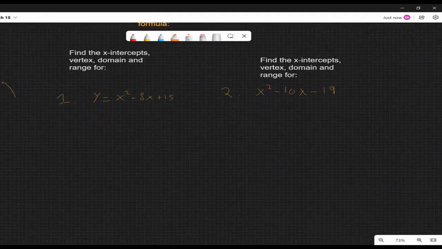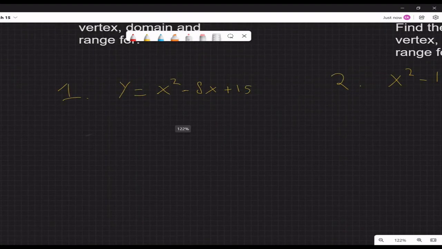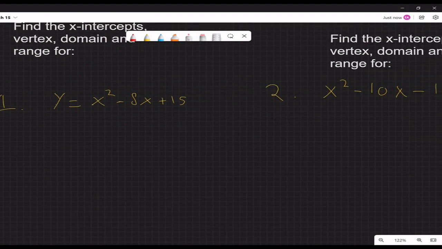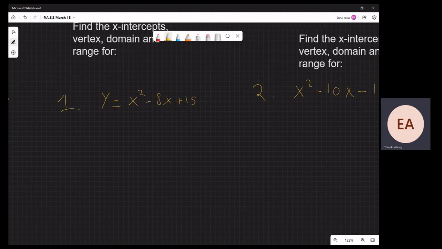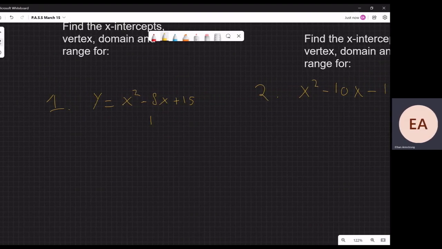So first, we have this quadratic here. We have x squared minus 8x plus 15. So the first thing you want to do is see if you can factor that. So we have 15, and we want to see if we have any numbers that multiply to make 15 or add to make -8.